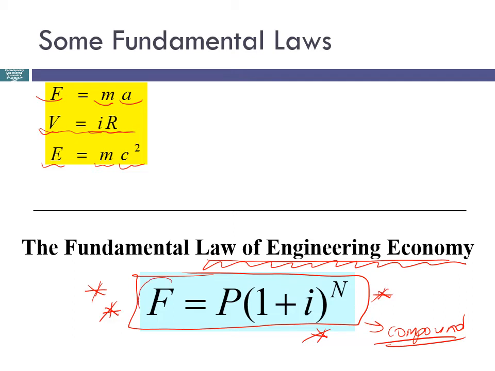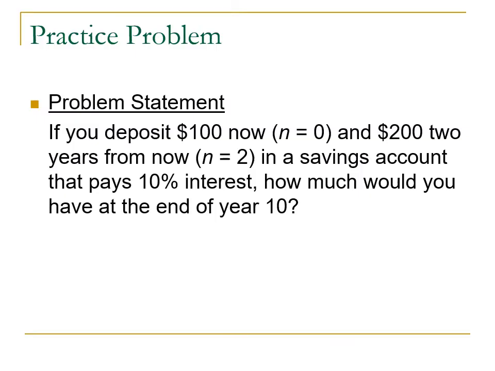So if you want to find the future value, given a present value with an interest rate and a number of interest periods, we use this formula. A practice problem to understand this concept better. Assume that we deposit $100 now, so when it is said now, it means the time 0, and $200 2 years from now.